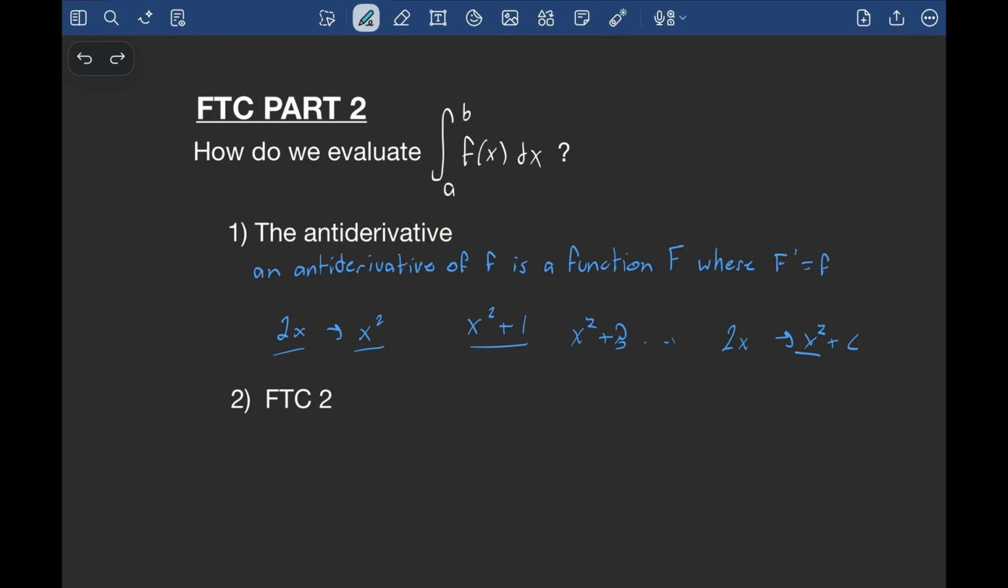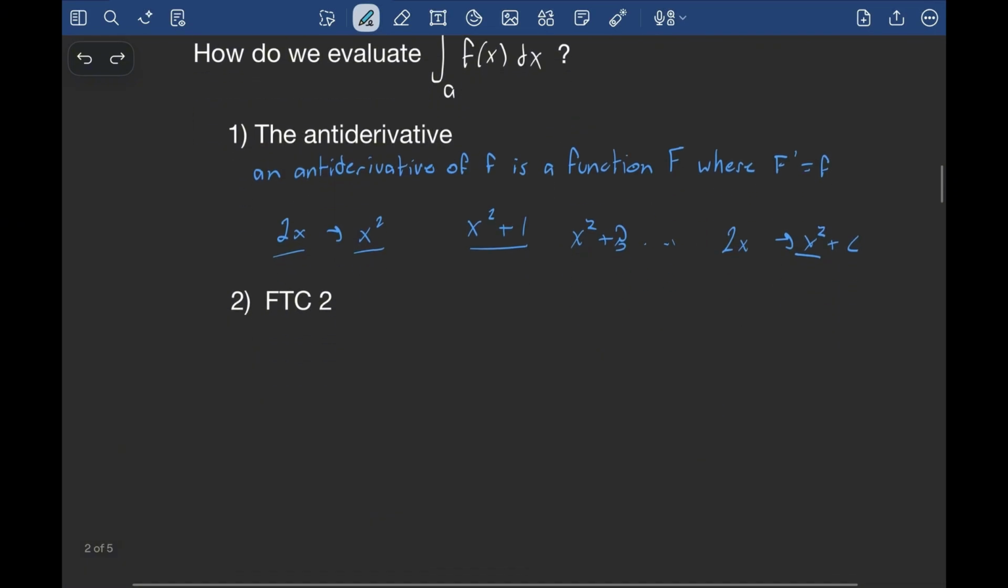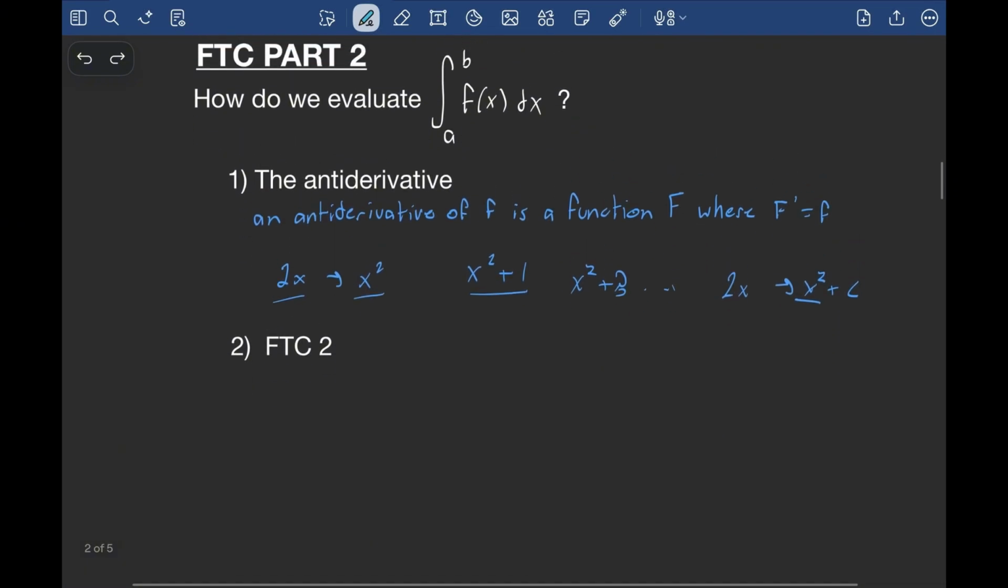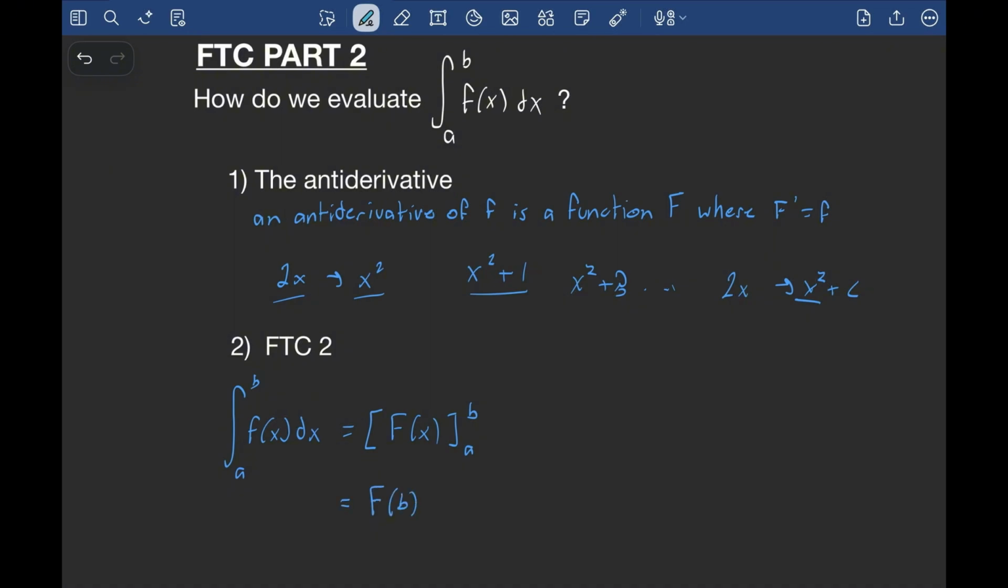Now, how do we use the antiderivative to find the integral from a to b of f of x? Well, it's actually really simple. The integral from a to b of f of x dx is simply equal to the antiderivative evaluated from a to b. And what this notation means is you're taking the antiderivative at b and subtracting from it the antiderivative at a. That's how simple it is.